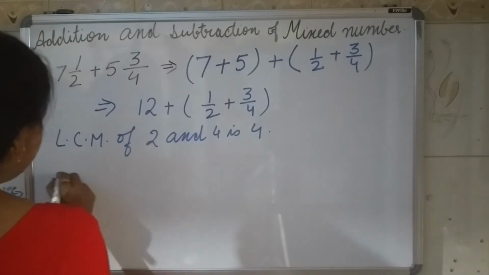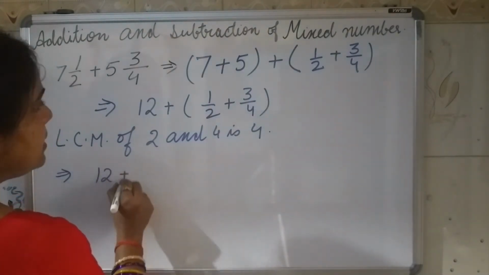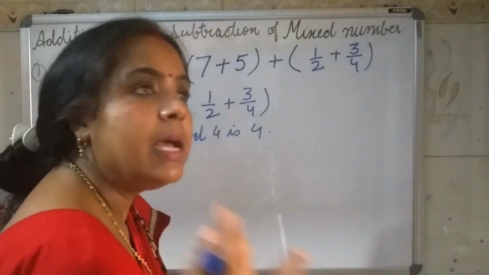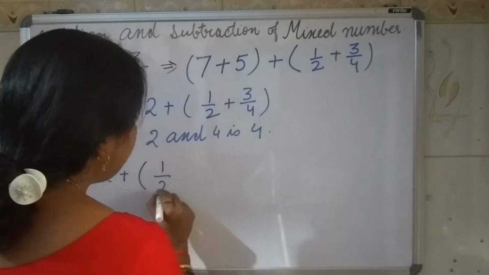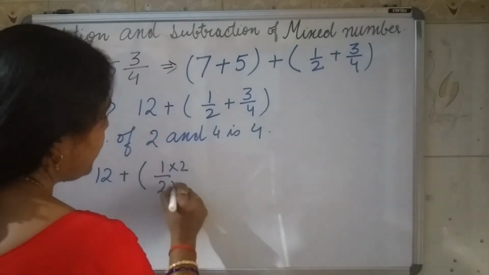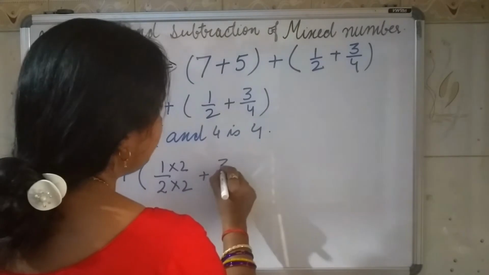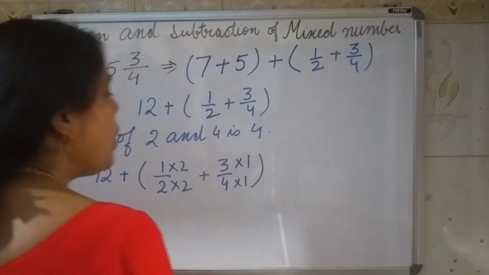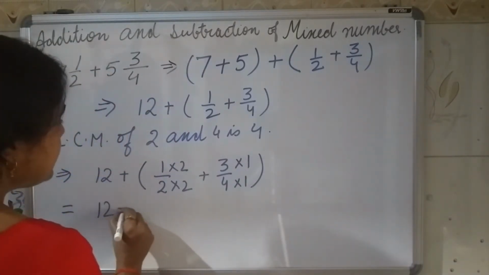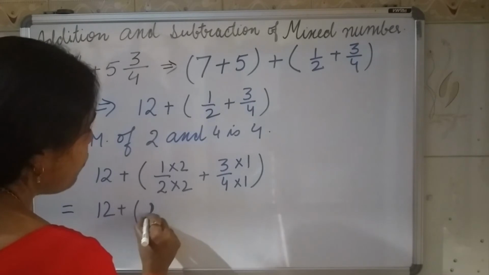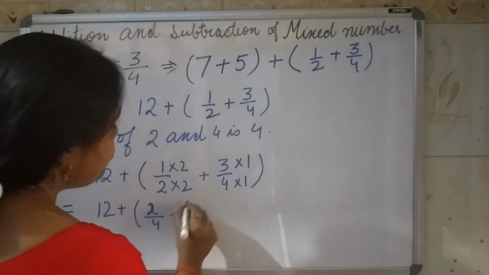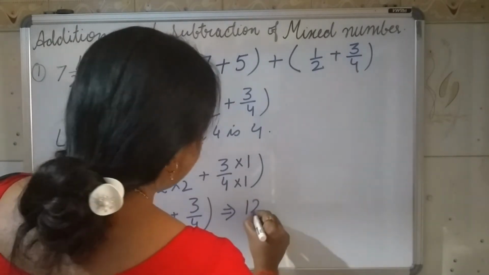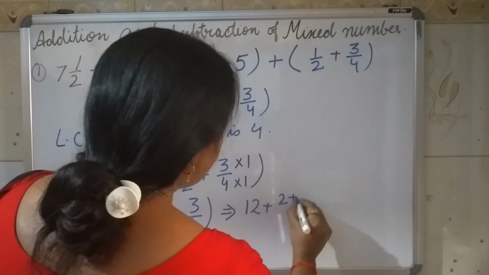Okay. Then next step, 12 plus 1 by 2 plus 3 by 4. It is an unlike fraction. We have to convert it into a like fraction. So which number do we multiply with 2 to get 4? It is 2. Plus 3 by 4. Which number do we multiply with 3 by 4 to get 4? Already it is 4, so we multiply by 1. Now 12 plus 2 by 4 plus 3 by 4. This is 12 plus 2 plus 3 by 4.